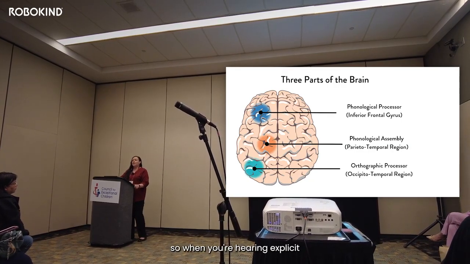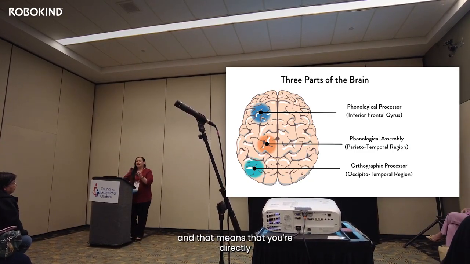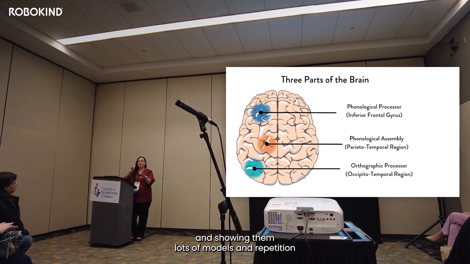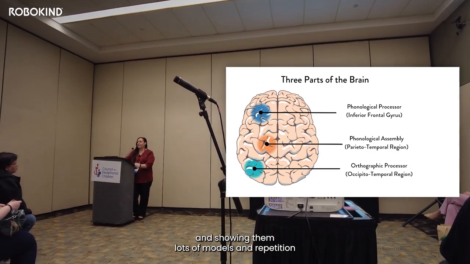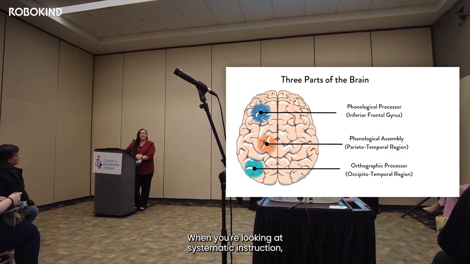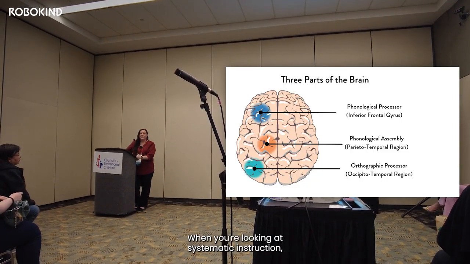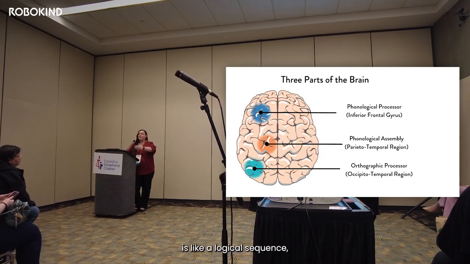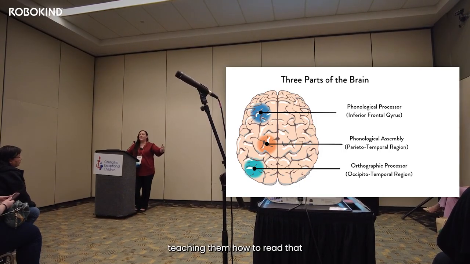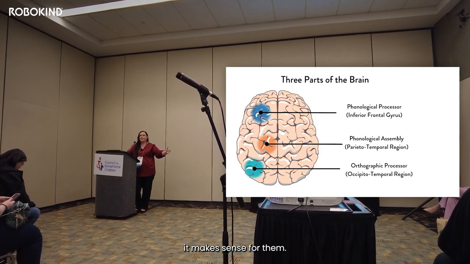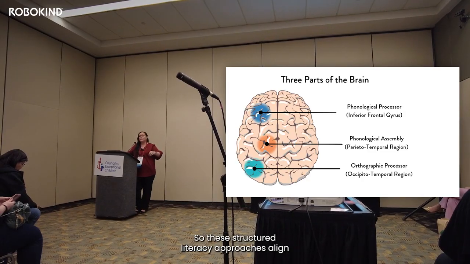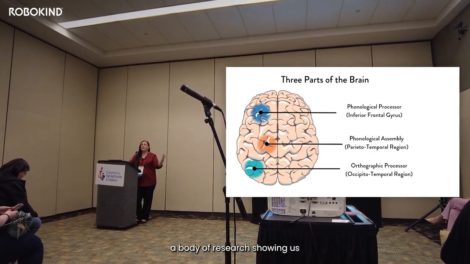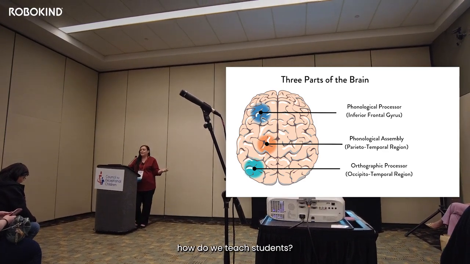When you're hearing explicit, that means you're directly telling students this is what it is, and showing them lots of models, repetition, and examples of it. Systematic instruction means ensuring that students understand a logical sequence of learning how to read, that it makes sense for them. These structured literacy approaches align with the science of reading, which is basically just the body of research showing us how to teach students.